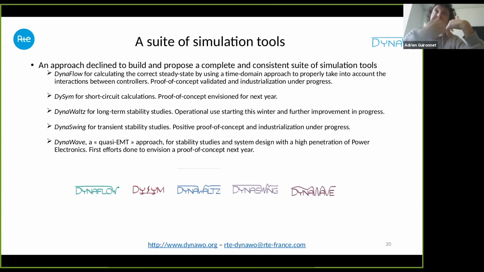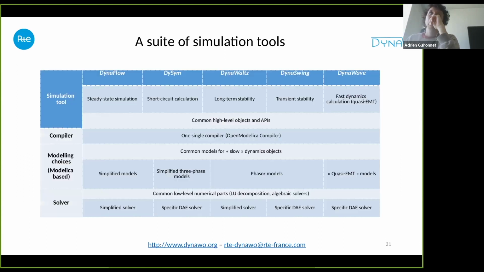So you have a tool for more steady-state calculations, you have a tool for short-circuit calculation, you have a declination for voltage stability assessment, transient stability assessment, or simulation with a large number of power-electronics-based components. In terms of architecture, basically lots of the tool code is similar. You have common high-level objects, APIs, one compiler, some models that are common, and then you just specify a few models and the solving strategy to either orientate your final application towards more accuracy or more performance, depending on the phenomena you want to catch.